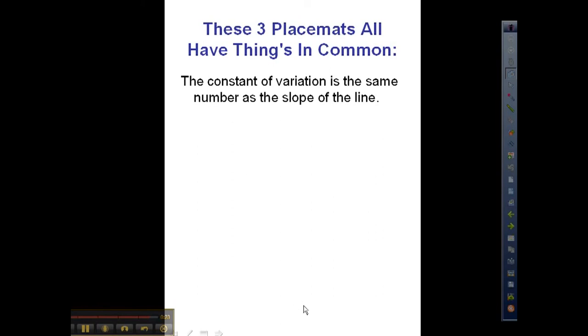Here's another thing they all have in common. That constant of variation is the same number as the slope. Well, I just told you that.